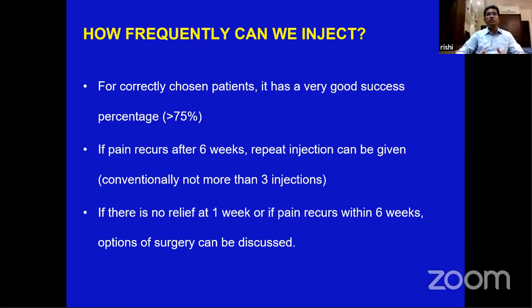The other scenario is, if there is no relief after the first injection at 1 week, or within 6 weeks' time the pain recurs again, then there is no point in giving the root block again, because in the first instance, you have given it properly, and it has not worked for the patient. Either the mechanical compression is severe or the amount of inflammation around the nerve root is too severe to be treated conservatively. And in such patients, the options of surgery should be discussed.